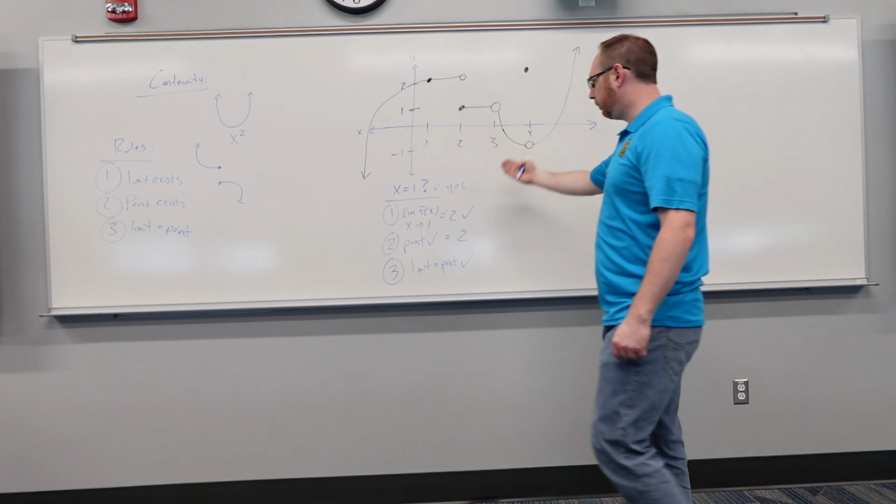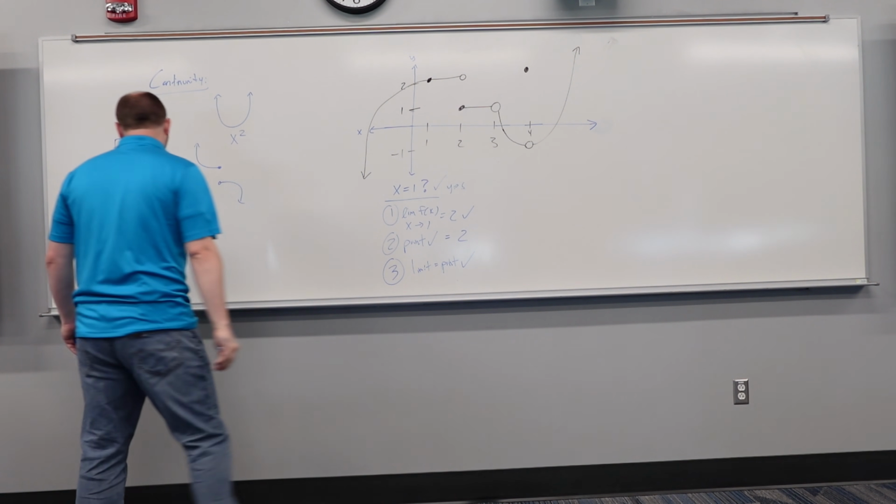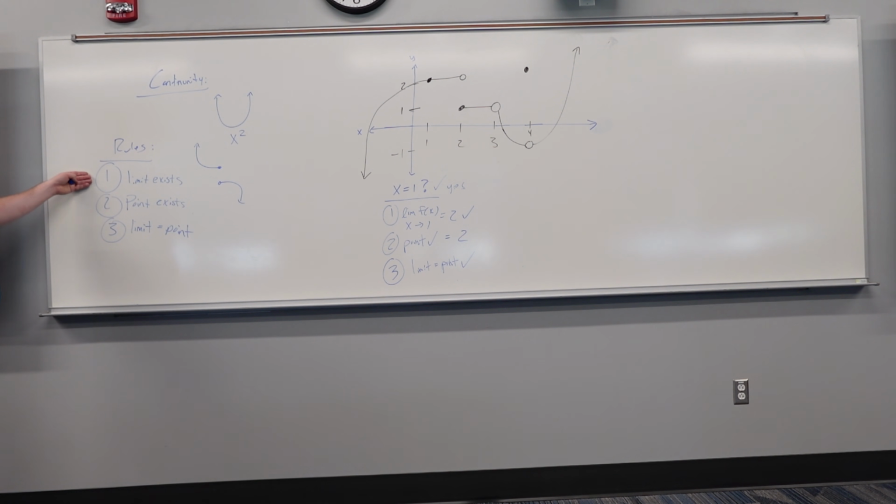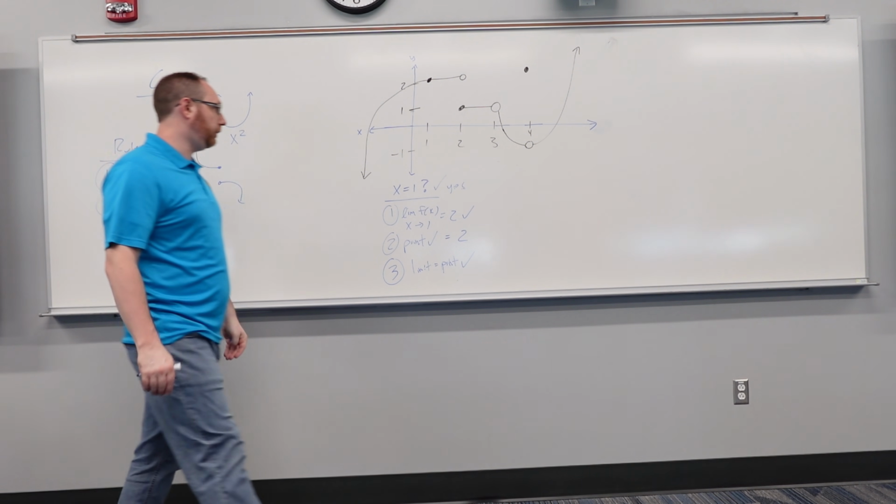But we had to check all three. If we fail at any point, we're allowed to stop. So if we say the limit doesn't exist, we don't have to check the other two because it's automatically going to fail. Failing any of these rules is going to fail continuity.